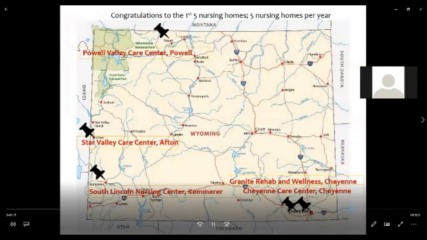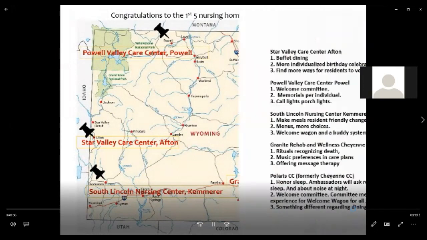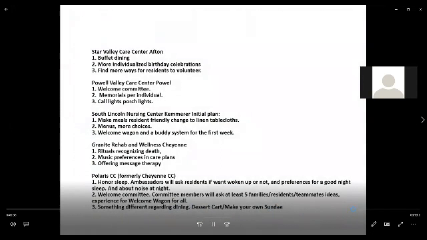And then I just want to do a shout out for our homes around your state, Wyoming. Powell Valley, Star Valley, South Lincoln, and Granite, and oops, I gotta change that, Polaris, sorry, and I will. And then I thought it'd be fun for everyone listening to hear what they're doing.